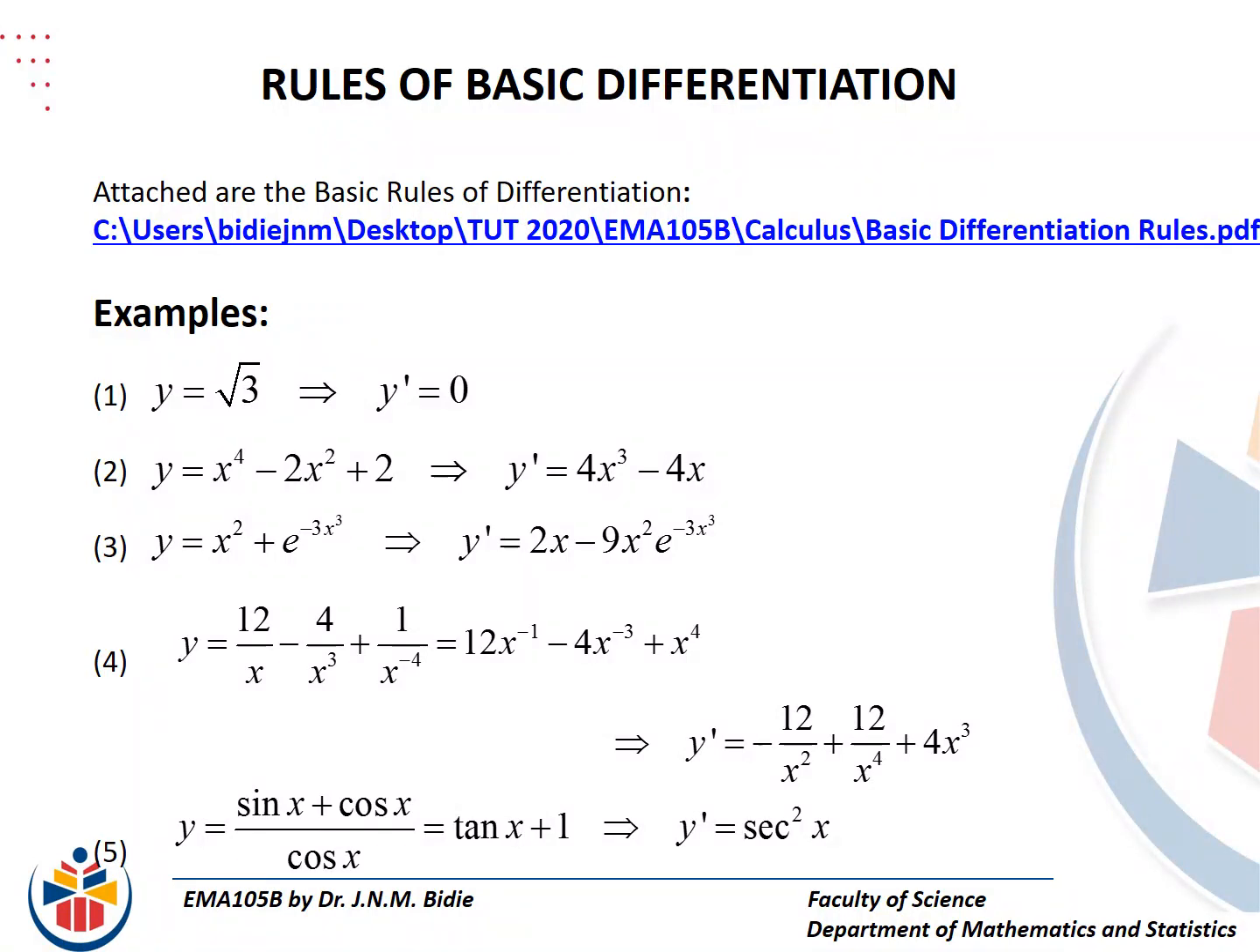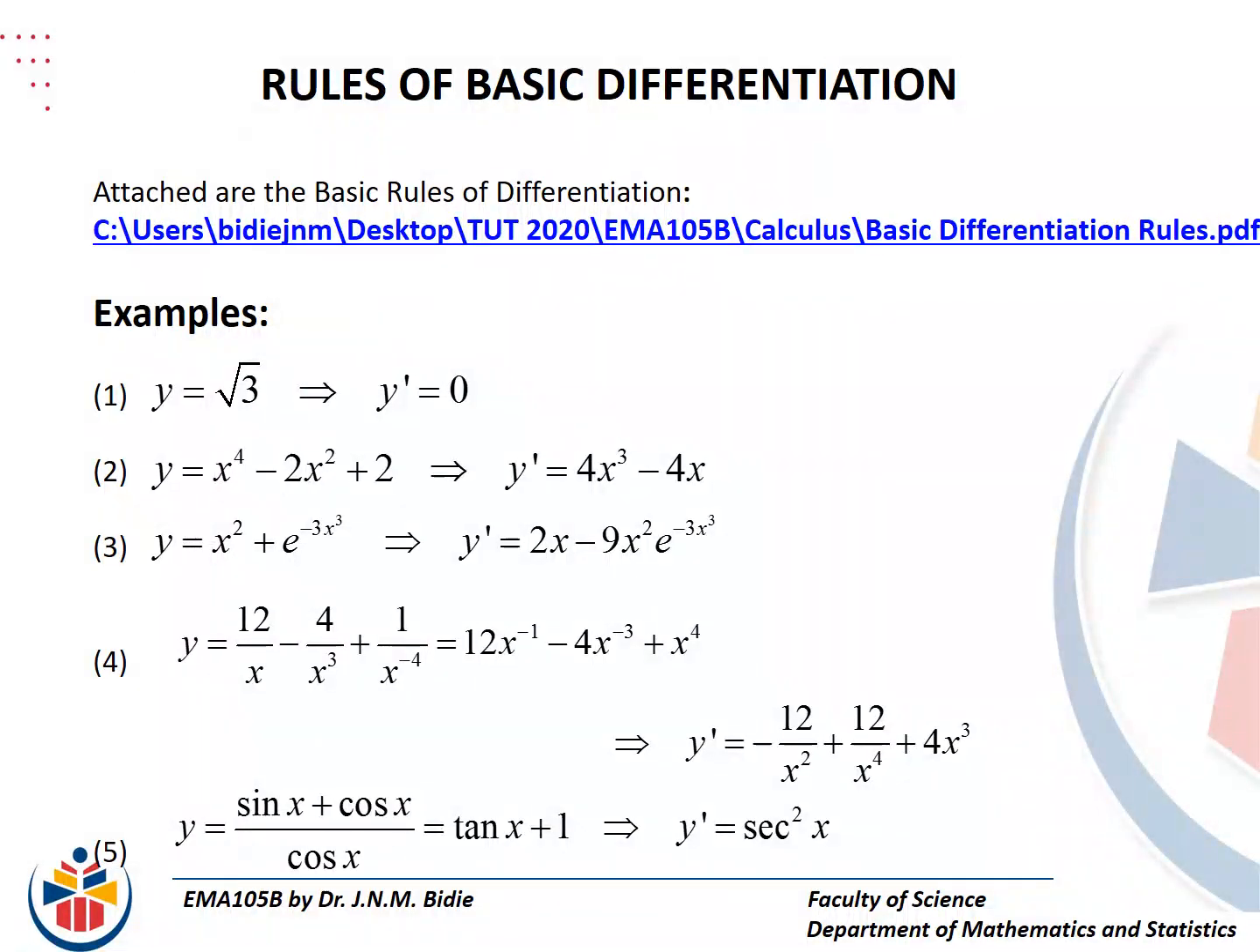So y prime, for x to the power 4, the derivative would be 4x cubed. And note in our answer, we take down the sign, and then 2x squared. Remember, you take 2 out and find the derivative of x squared, which is 2x, and 2 times 2 will become 4. That is why we have minus 4x here. And then the last term is plus 2, and the derivative of a constant is what? It is 0. Hence, our answer is just 4x cubed minus 4x.